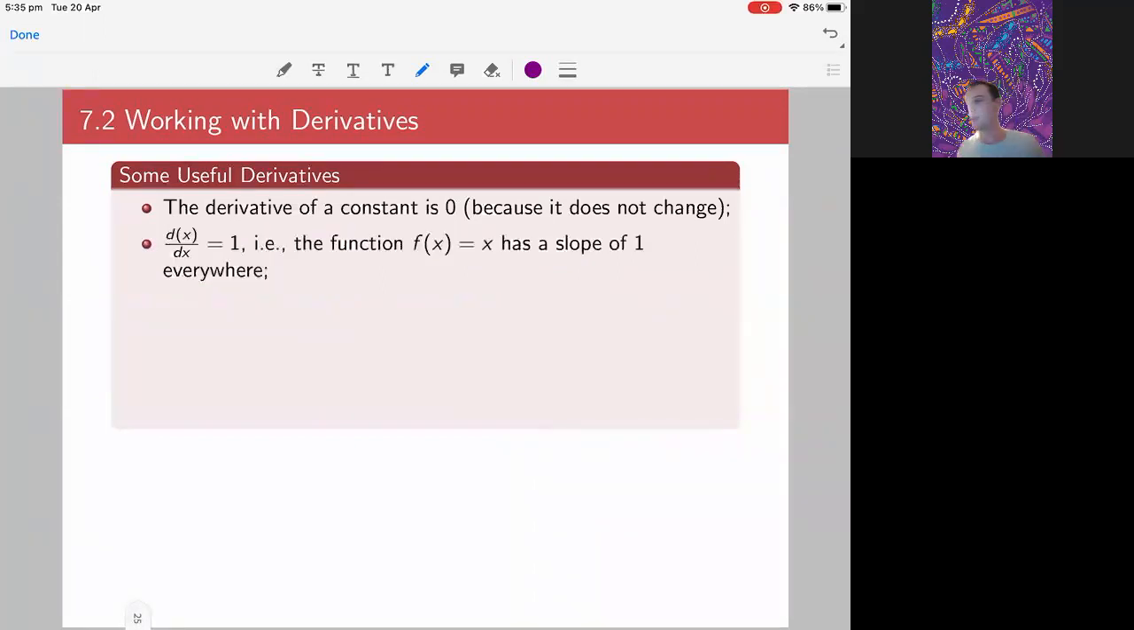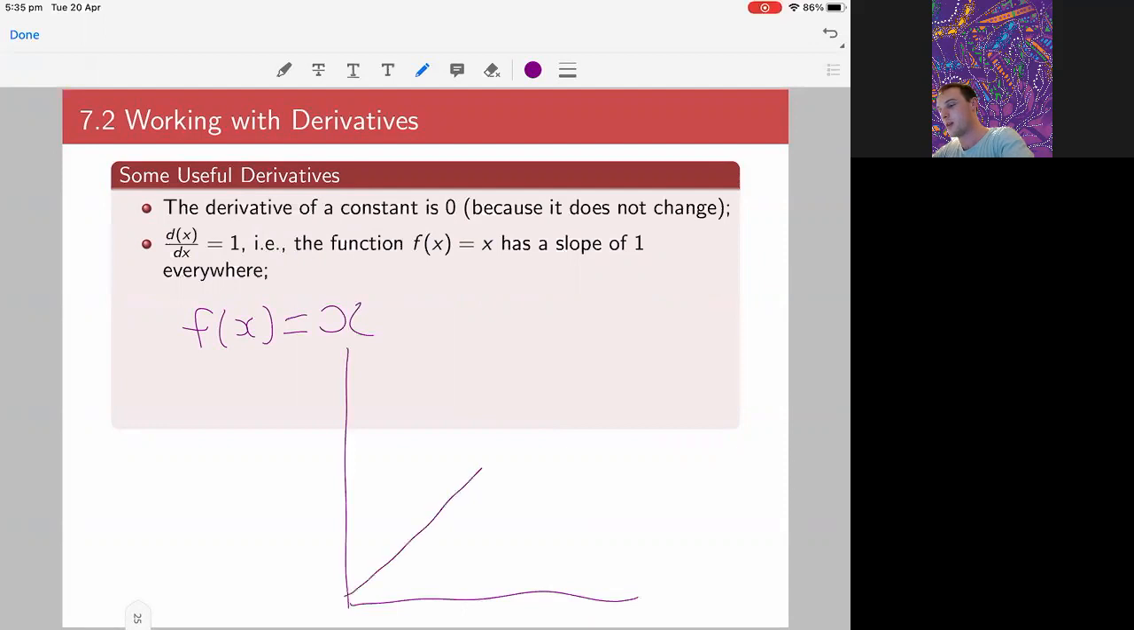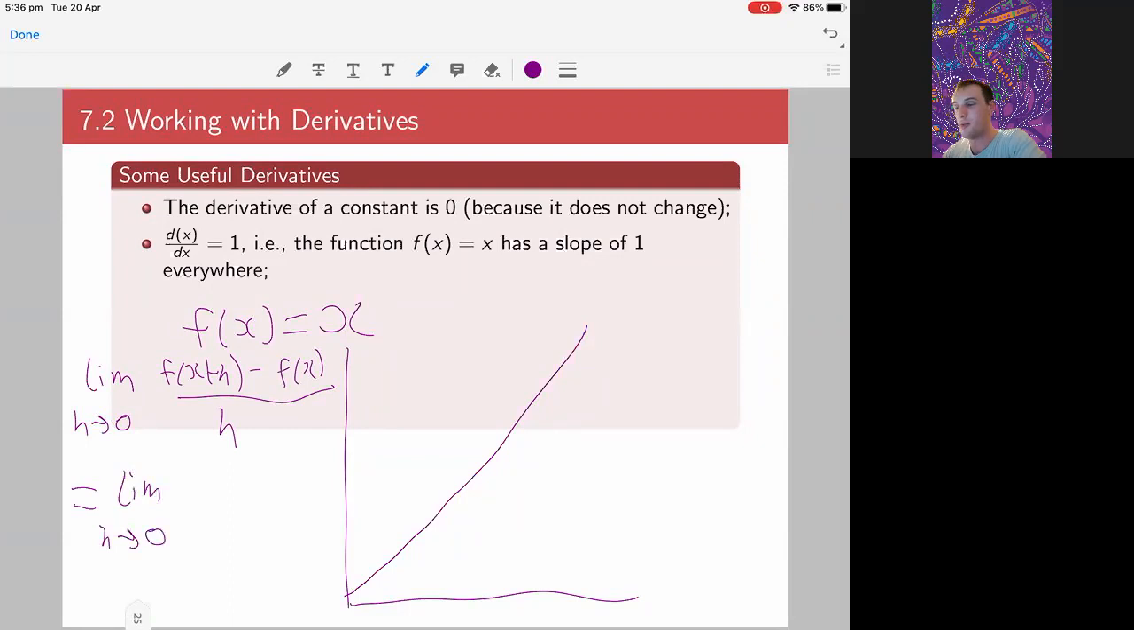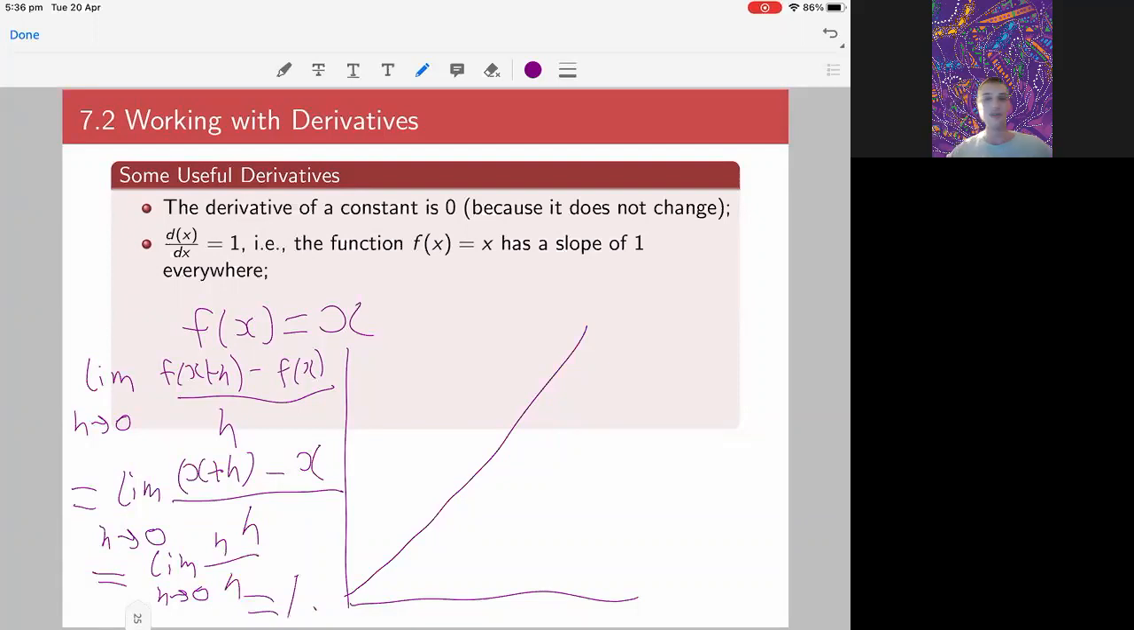Next important one, if you're looking at the function f of x equal to x, then the derivative is 1. That's because the slope of that function is equal to 1 everywhere. You can see it more rigorously by actually working out the definition of the derivative. The limit as h approaches 0 of f of x plus h minus f of x, divided by h. Now remember, f of x is x, so f of x plus h is x plus h, minus x, divided by h. What's quite nice here is that the x's cancel. You're left with h divided by h, and that's equal to 1. No real surprises here so far.